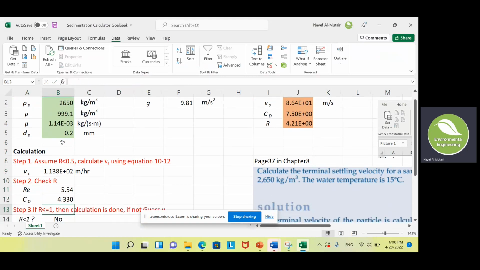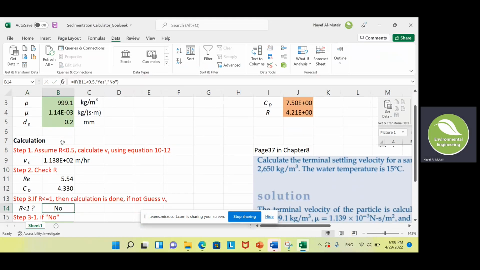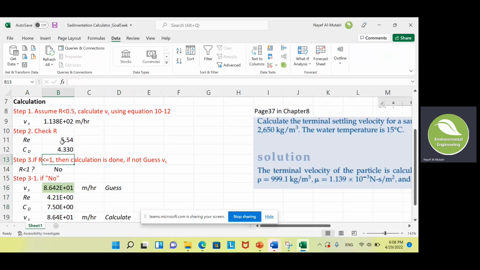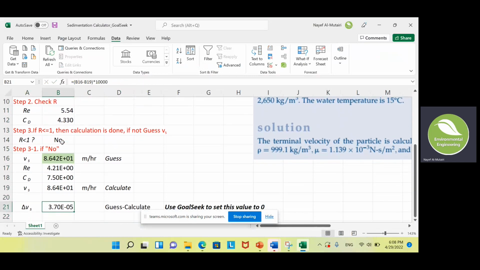Is Re less than 1? No, it's higher than 1. So we have to do iteration. Remember, here we should guess a velocity close to this, 113.8 meters per hour. So what we're going to do here is assume 113.8. Since it's meters per hour, what I need is to find the Reynolds number, find CD, and then find the new VS.